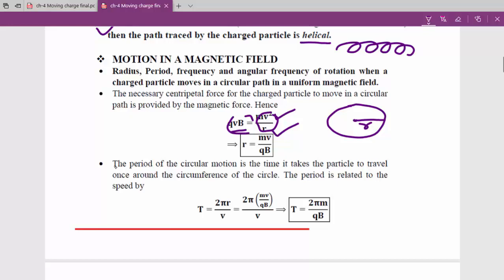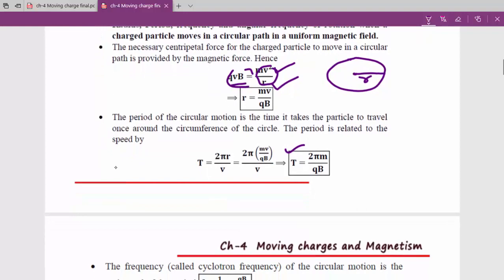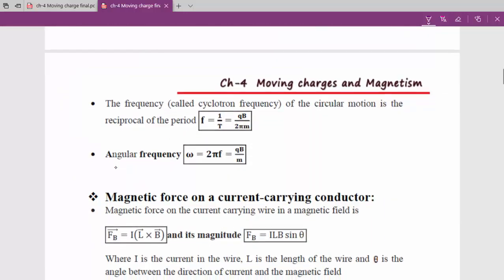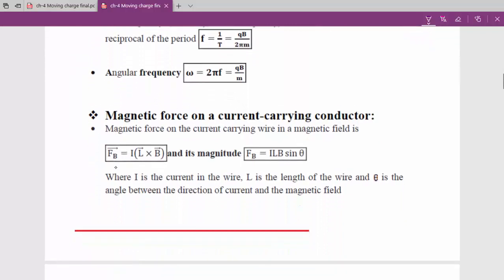So T equals 2 pi into mv by qb, where r is mv by qb. On substitution, it becomes T equal to 2 pi m by qb. So what is this formula? It is the time period of rotation of the charged particle. And next we go for the frequency of the circular motion.